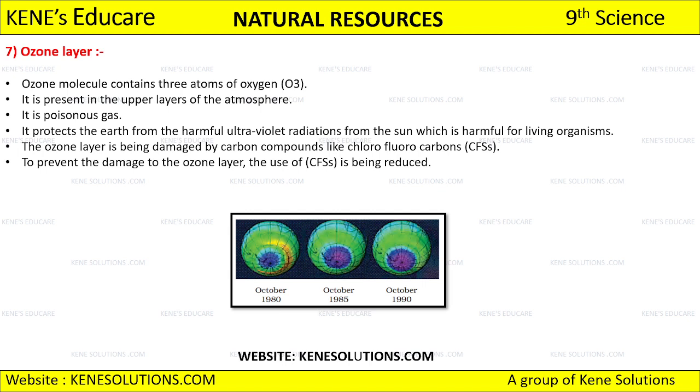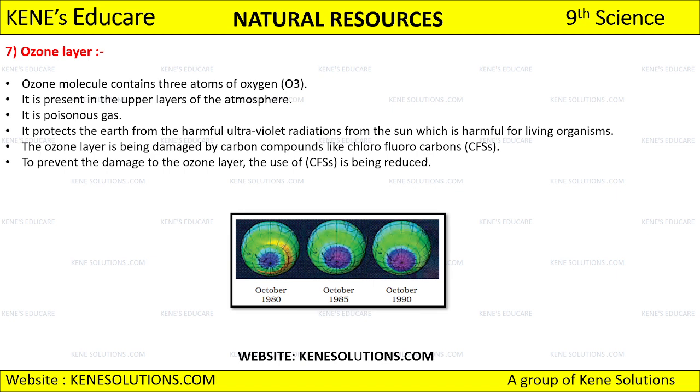Now the sun even emits some UV radiations which are harmful for us, because there's a hole in the ozone layer because of which the harmful UV radiations from the sun are directly reaching the surface of the earth. So because of that hole, it is becoming dangerous for us, right? The ozone layer is being damaged by carbon compounds like chlorofluorocarbons, that is CFCs. To prevent the damage to the ozone layer, we have to reduce the use of CFCs.